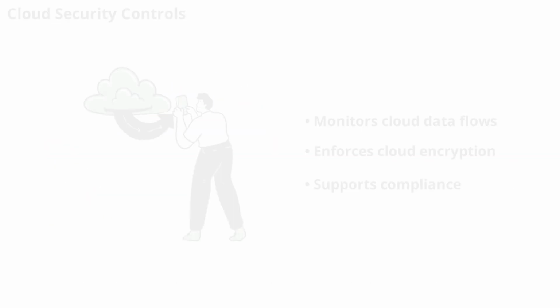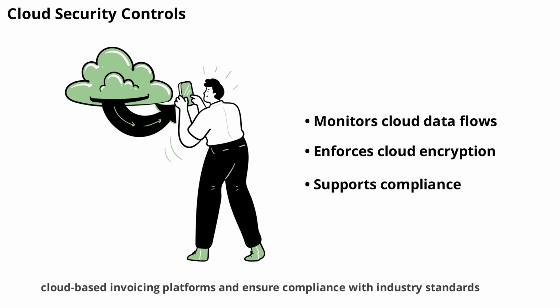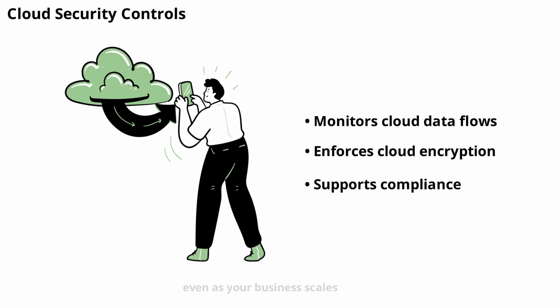With many businesses moving invoicing to the cloud, DLP solutions must offer robust cloud security controls. These controls include monitoring data transfers to and from cloud services, enforcing encryption, and applying access restrictions. Cloud security features help prevent data leaks from cloud-based invoicing platforms and ensure compliance with industry standards, even as your business scales.